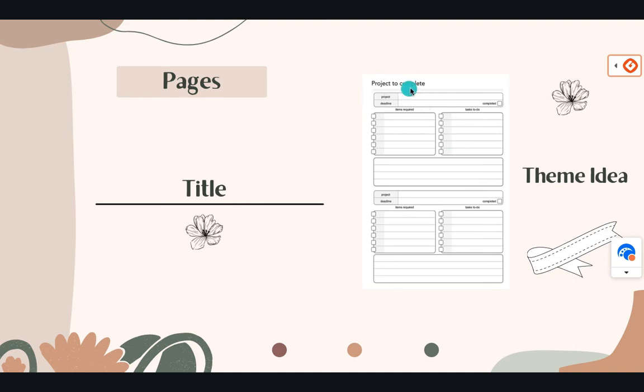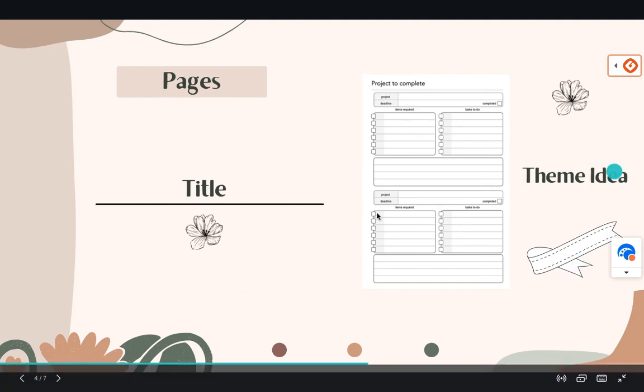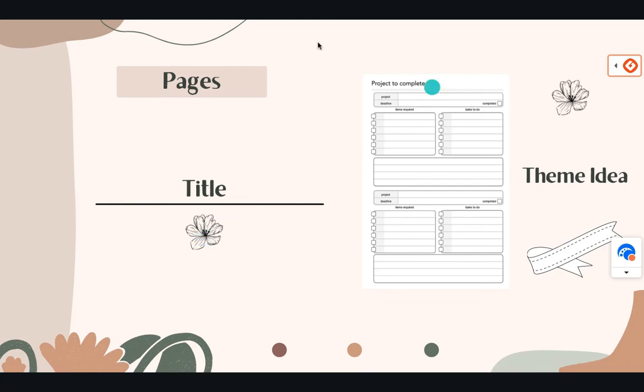You just put this line under project to complete, and you add these little flowers. That's nothing at all. But you can put a middle or something that follows the project to complete. And that's it. You have something a little bit better, a little bit nicer.